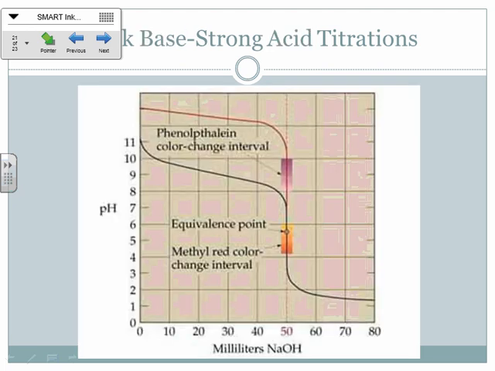So that's what a graph would look like for a weak base, strong acid titration. Now this one up here is a strong base, strong acid titration, and we already talked about that one. Just for comparison, notice that with the weak base, the pH is a little bit lower to start out, and that curve is a little more drastic. In this case, methyl red would be our choice, not phenolphthalein, because our equivalence point is going to be below 7. Does that make sense?